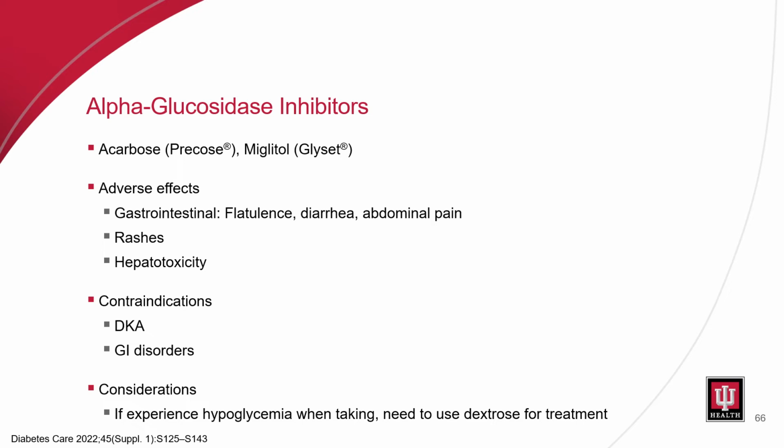Starting with the alpha-glucosidase inhibitors, which are acarbose or Precose, and miglitol or Glyset. These are competitive reversible inhibitors of the intestinal alpha-glucosidase, which is an enzyme that breaks down polysaccharides to glucose. This delays glucose absorption without increasing insulin secretion. Adverse effects include gastrointestinal effects, definitely most common. Flatulence was actually seen in 75% of patients in clinical trials. GI effects can also include diarrhea and abdominal pain. Rashes can be common, and these medications can cause hepatotoxicity, so we will want to monitor LFTs.